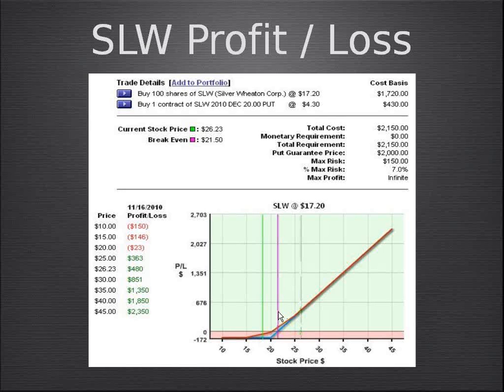We're not planning on holding it all the way to expiration. We're not planning on not doing adjustments. We're going to look for the stock to move, and then we're going to sell premium against it.